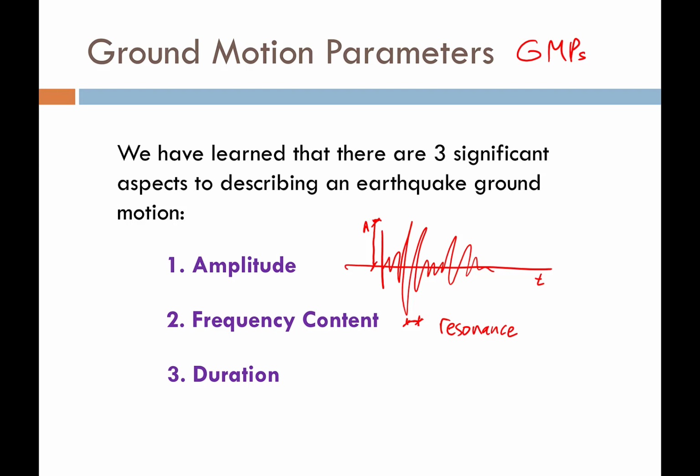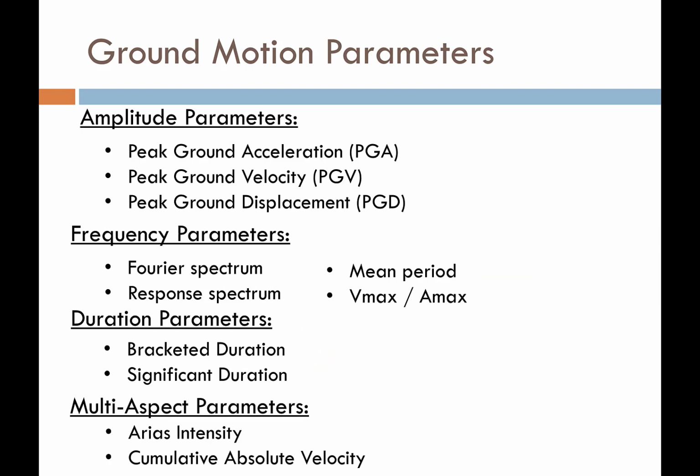So these are the three significant components to describing an earthquake ground motion, and ground motion parameters either fall into one or more of these bins of amplitude, frequency content, and or duration. So here's some examples of various ground motion parameters that we can measure today and the bins that they fit within. Everything from the peak ground acceleration. This is the big one we use for liquefaction, and it's the easiest of the ground motion parameters as well.